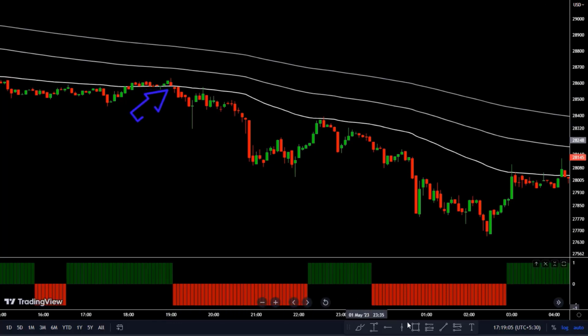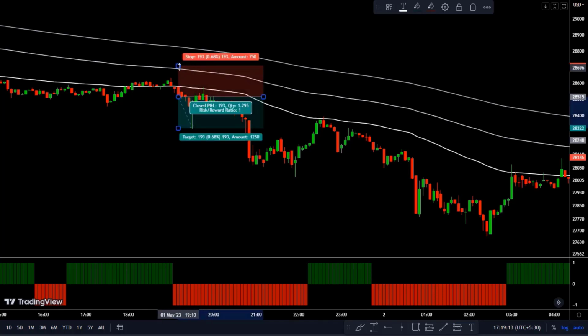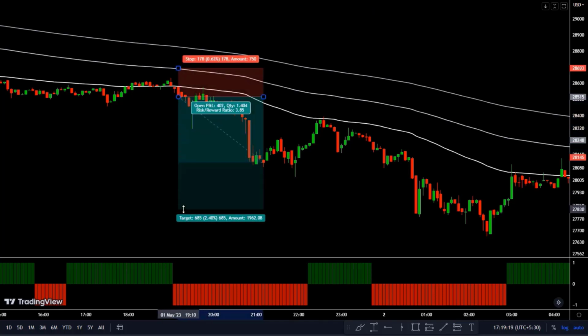The price must find resistance at the 50 EMA. The Heiken Ashi oscillator must turn from red to either flat or green. We open a short trade when the histogram turns red. This trade was also very successful.